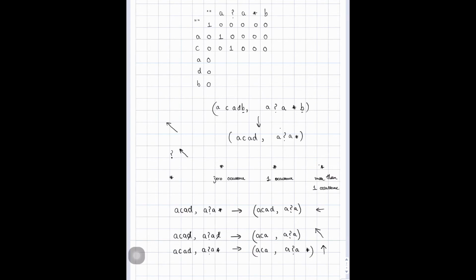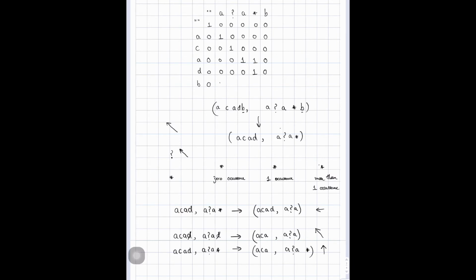A and A, they match. So diagonally left, that is 0. A and question mark, they also match. So diagonally left, that is 0. A and A, they match. A and star, either of these three. A and B, they don't match. D and A, they do not match. D and question mark, yes. So diagonally left. D and A, they do not match. D and star, either of these three. D and B, they do not match.